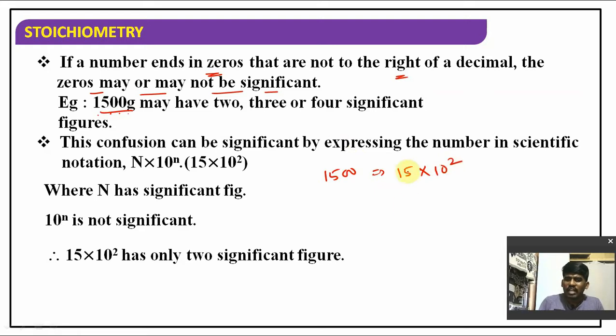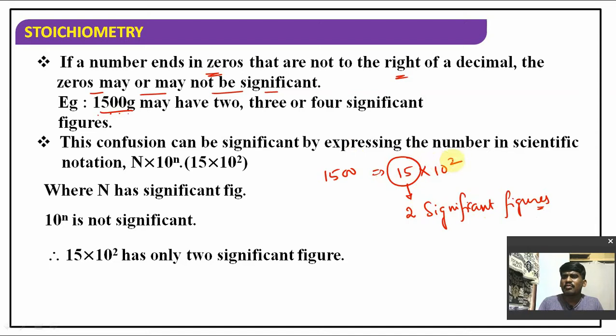Now this is the digit term. The digit term has how many numbers? 2 numbers, and those 2 numbers are considered significant figures. The exponent cannot be considered for determining the significant figures. Exponent numbers cannot be included under significant figures. Hope you understand. So 15 into 10 square, or 1500, has only 2 significant figures. Understood the point, guys?